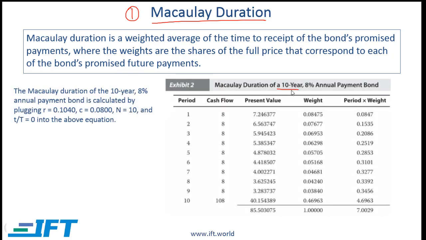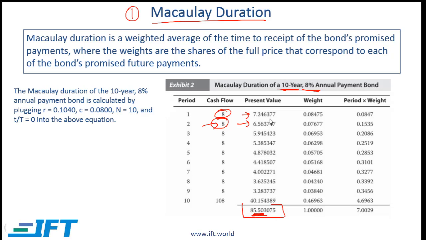Here we are considering a 10-year 8% annual coupon bond, and these are the various cash flows. This represents the present value. So the first cash flow is 8, which is after one period. The present value is 7.24. The second cash flow again is 8. The present value is lower because this second coupon payment comes later. If we add up all the present values, we have 85.50, which is the price of the bond.